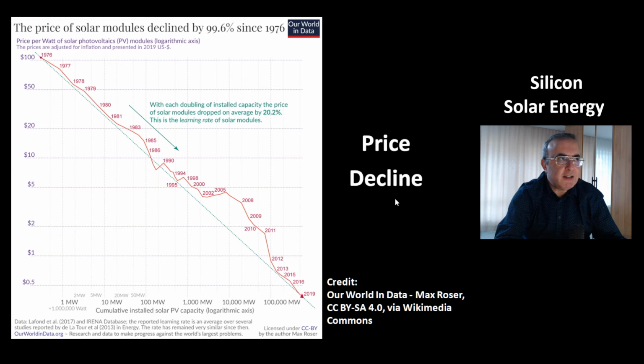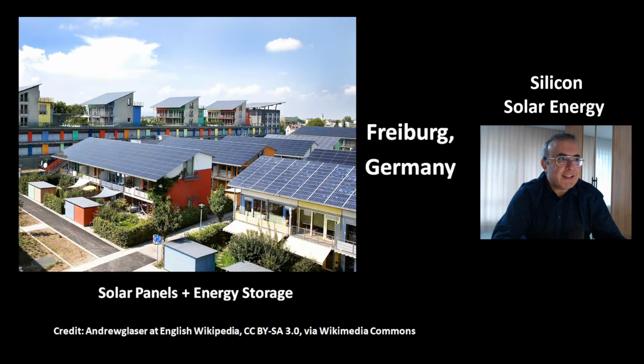This picture shows you the price decline in solar modules. Both the y-axis and the x-axis are logarithmic. And yeah, there's a strong exponential decline. This is a picture from the city of Freiburg in Germany. In my last video, I've shown you there's also a decline in lithium-ion battery prices, and together with the decline in the solar cell prices, now is a very good time to think about buying solar cells and battery systems.